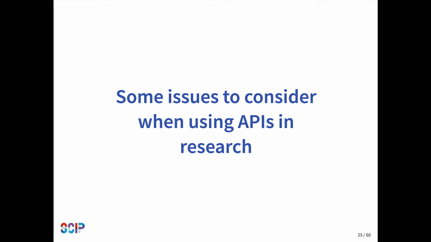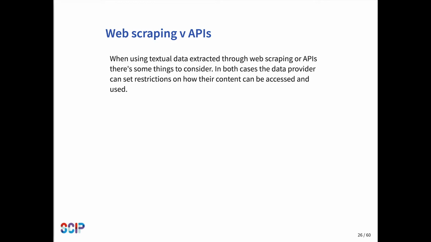So, in the context of research, what are some of the issues we need to think about when using APIs? Again, it's probably worth coming back to this distinction between web scraping and APIs. When using textual data that we extract through either method, there are a few important things to consider. In both cases, the data provider, the website, or the platform owner that makes the API available tends to set restrictions on how their content can be accessed and used.